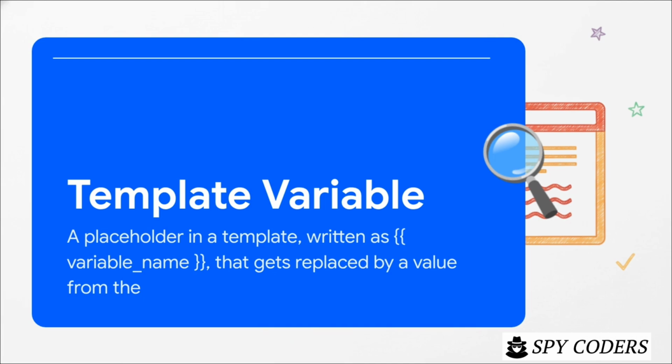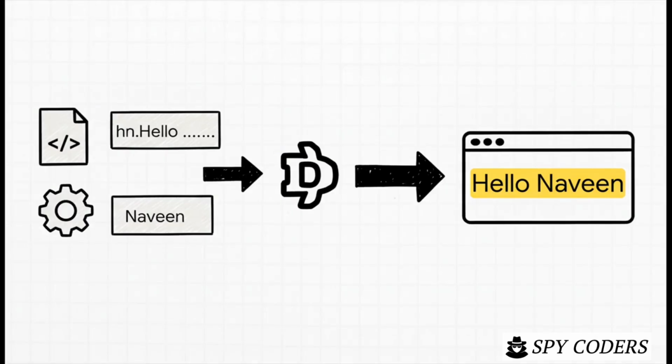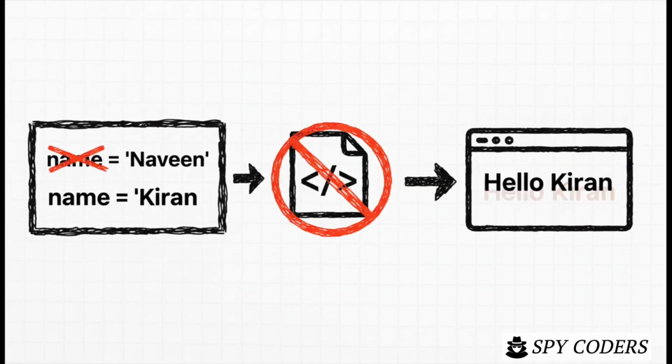Think of it like a bridge that lets your Python backend talk directly to your HTML frontend and send it information. And then, when the page finally loads in the user's browser, Django has already put all the pieces together. It takes the static h1 hello from the HTML file, it combines it with the dynamic value Naveen from our view, and the user sees the final perfectly rendered result.